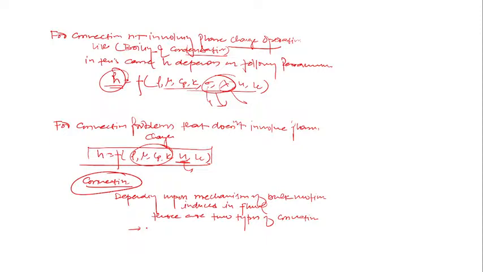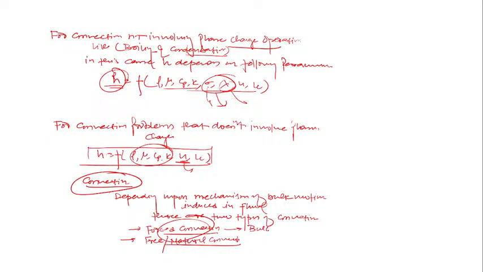One is called forced and the other is called free or natural convection. So basically we have written all things for the forced convection. In the forced convection, the bulk motion is induced due to external sources.